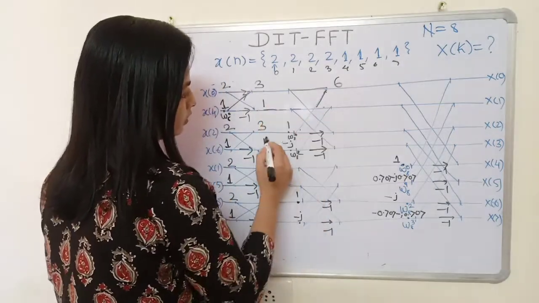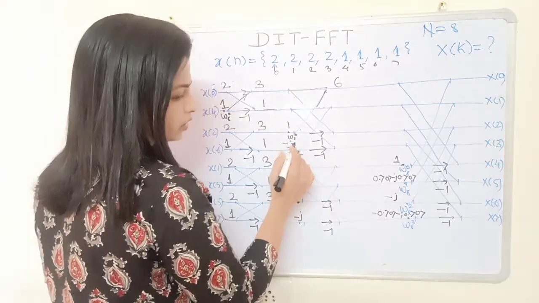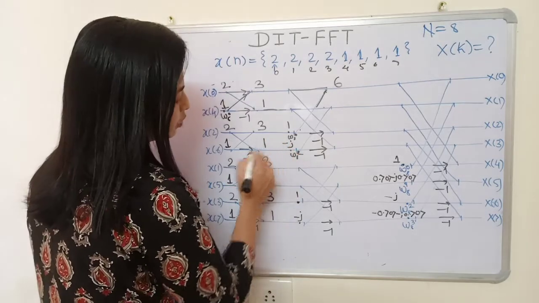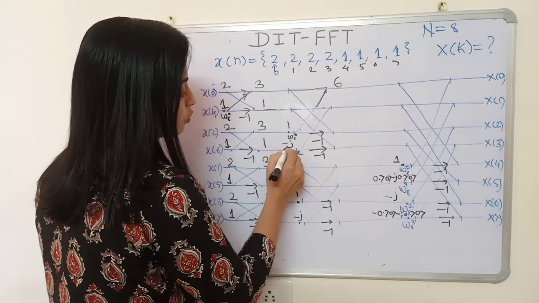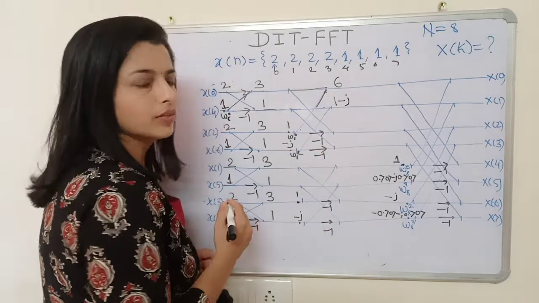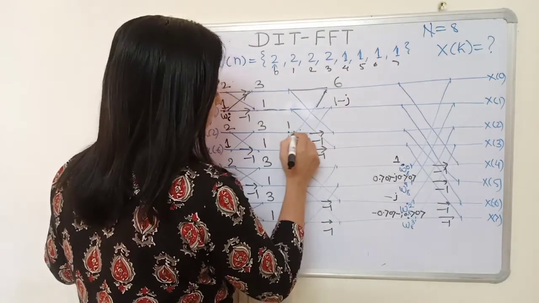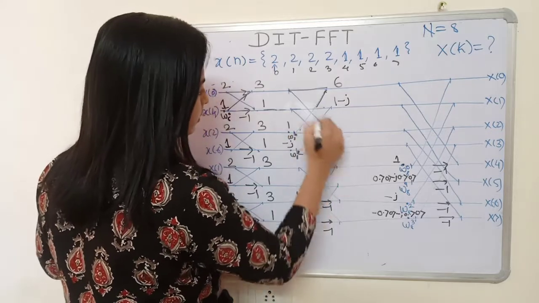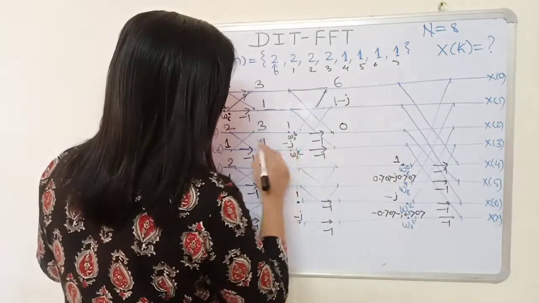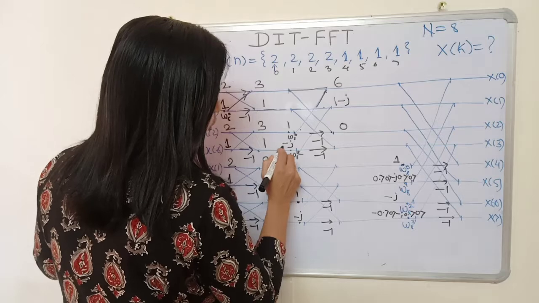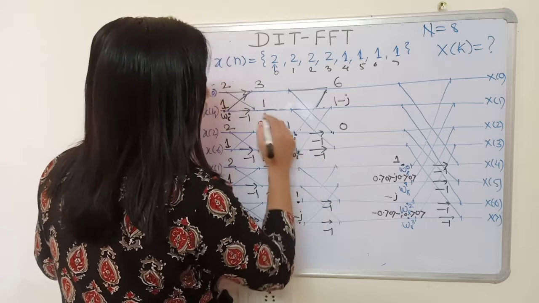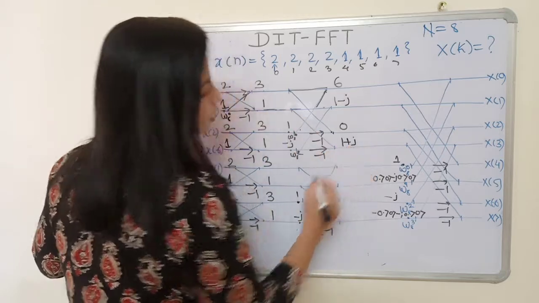Now 1 plus, now we have to multiply this j to this 1. So 1 into minus j, so it will become minus j, 1 minus j. Okay, now at this point we need 3 minus this is equal to 0, and now we need here minus j minus 1 multiply. So minus plus, so it will be 1 plus j.